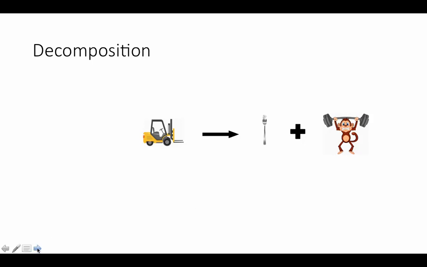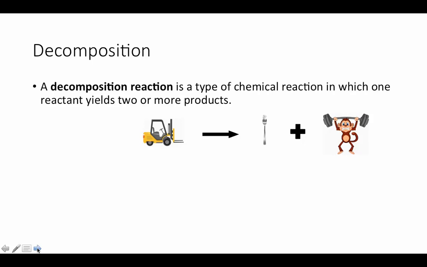So decomposition, we can take a look at the picture. We can see that decomposition is now one thing that's breaking up into two. We started with a forklift. It broke up into a fork and a monkey that's lifting weights. So it broke up into a fork and a lift. It's like a compound word breaking up into two separate things. That's exactly what a decomposition reaction is, a type of reaction in which one reactant yields two or more products. So the forklift turned into a fork and the lift. The pattern that we need to know is AB breaks down, yielding A plus B.